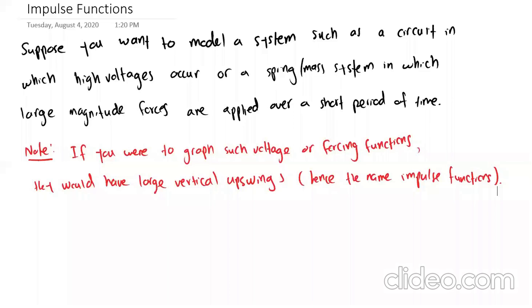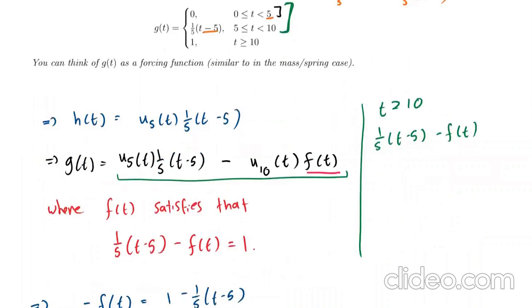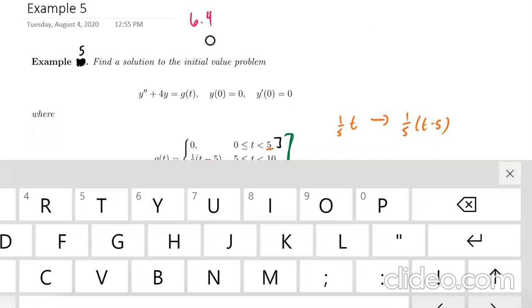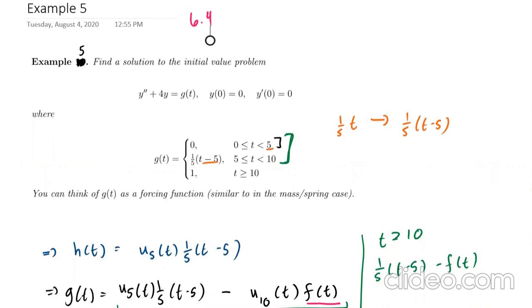Hello class. In this video, we're going to cover section 6.5. In the previous video, we covered section 6.4, which was just this example of using the Laplace transform to solve an initial value problem in which our g of t, or g of x, is given by a piecewise definition.